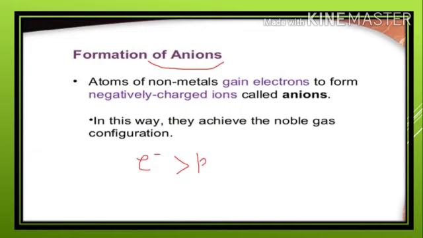If an element has 5, 6 or 7 electrons in the outermost shell of its atom, then it gains electrons to achieve the stable inert gas configuration of 8 electrons, and it forms negatively charged ions called anions. Atoms of non-metals gain electrons to form anions to achieve the noble gas configuration.